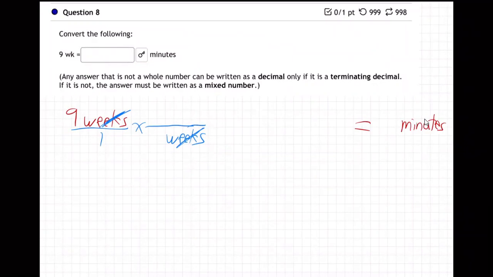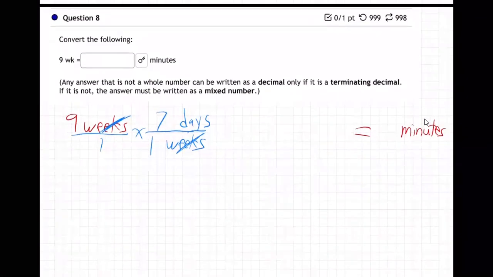What do you mean what's easy? Well, what do you know easily off the top of your head? Not weeks to minutes. What do you know easily? Weeks to days, right? You know that automatically, don't you? Right off the top of your head. 1 week, 7 days. You know that. You don't need a chart to tell you that. You experience that every week. 1 week, 7 days. That's something you know easily. Okay, yeah, but that's not what we want, right?